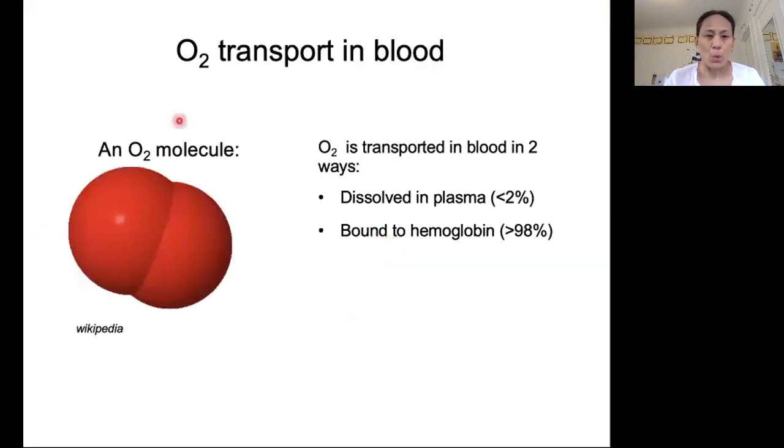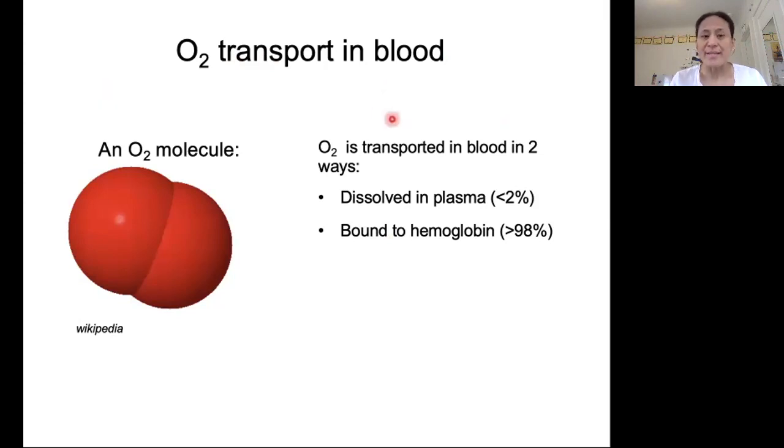Okay, so far we've talked about how we get gases from our blood into the atmosphere, into the air, and vice versa. But now we're going to start to talk about how those gases, once they get into our blood, are carried in the blood, starting with oxygen, okay?